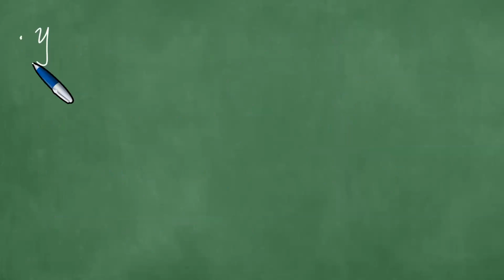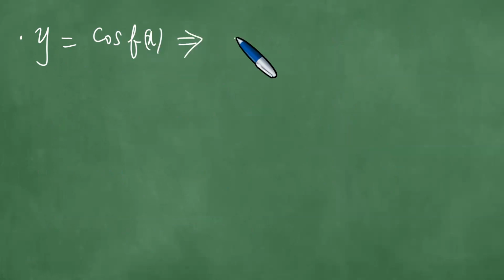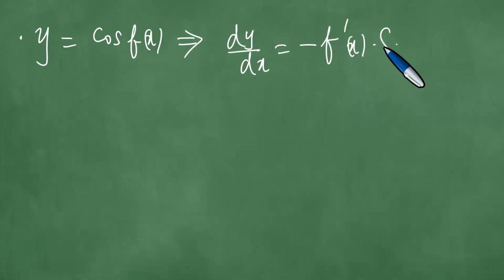There is a function y. If you have cosine of f of x, what is the derivative of this, in terms of dy dx? Okay, the derivative of cosine is minus the sine. Right, but you multiply by the derivative of the argument. So you put a minus, and you multiply by the derivative of f, and then you multiply by the sine of f of x.